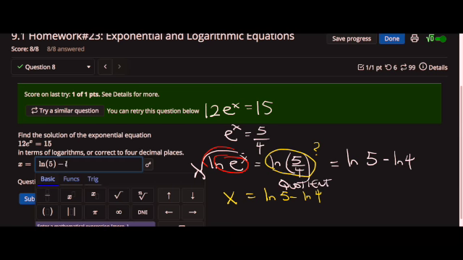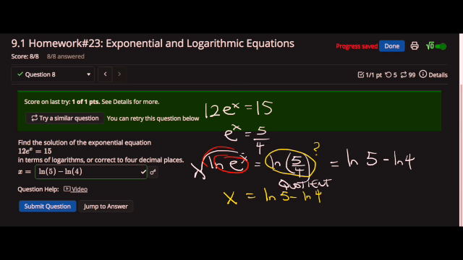Ln of 5 minus the ln of 4. And will it take it? And it did take it. It took it either way because it's the same answer. It's just in different forms. So who cares what form the answer takes as long as the answer itself is correct.